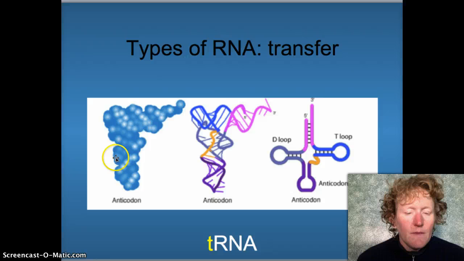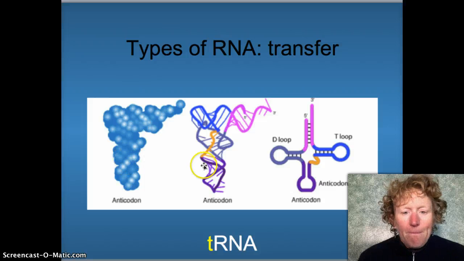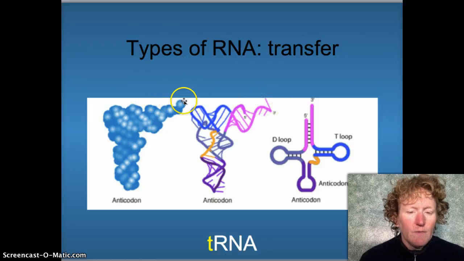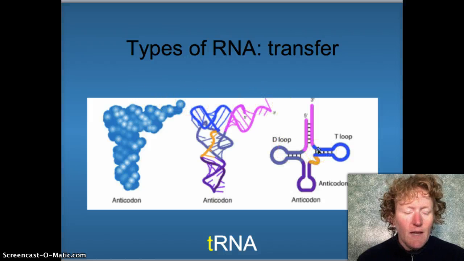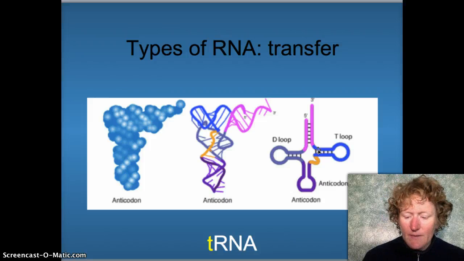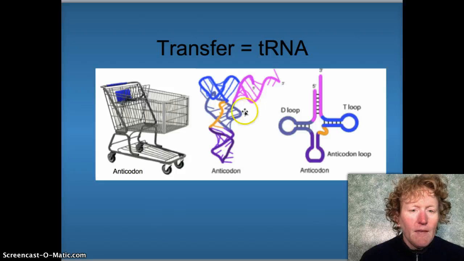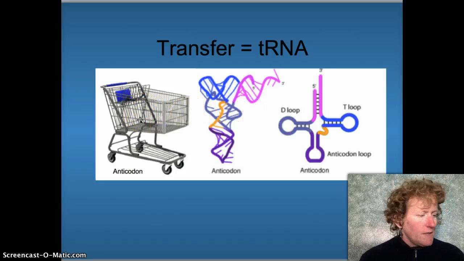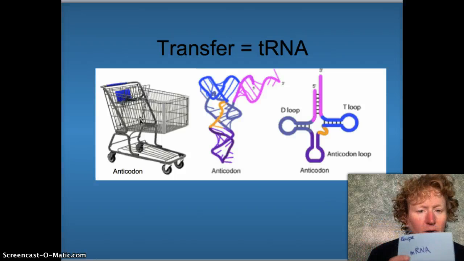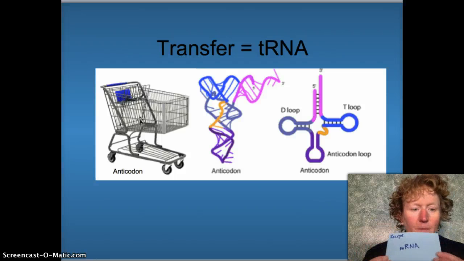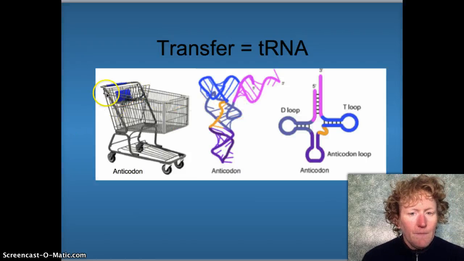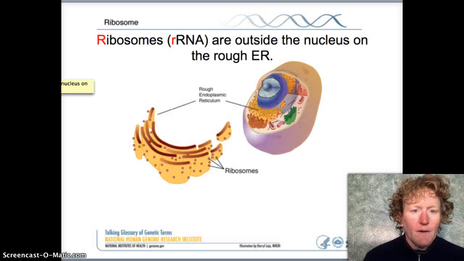So here are 3 different views of transfer RNA. The anticodon is at one end, and this end is where the amino acid is brought in. And there are different types of tRNA for all the 20 different amino acids. It kind of works like a grocery cart. You go to the grocery store with your recipe to get ingredients, and the mRNA comes to the ribosome to shop for ingredients, and the tRNA is like the shopping cart. It runs out and gets the amino acids that you need for your mRNA recipe.